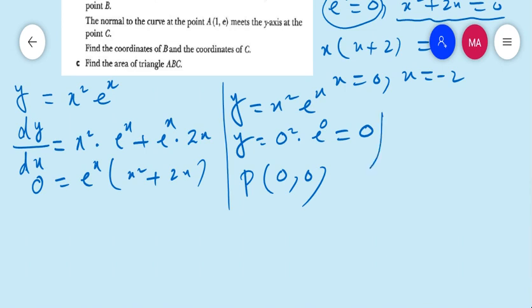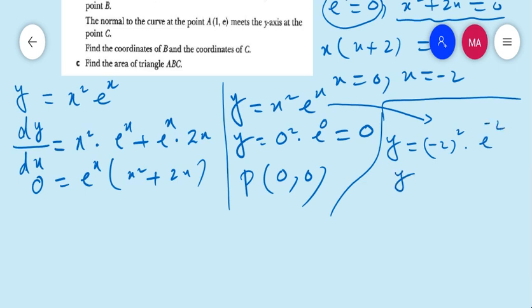So put x is equal to minus 2 in the equation. y is equal to minus 2 square e power minus 2. y is equal to 4 e power minus 2. Hence coordinates of Q are (minus 2, 4e^-2). No need to check the nature because it is already given that P is the minimum point and Q is the maximum point. So hope you understand part A completely. This is part A.